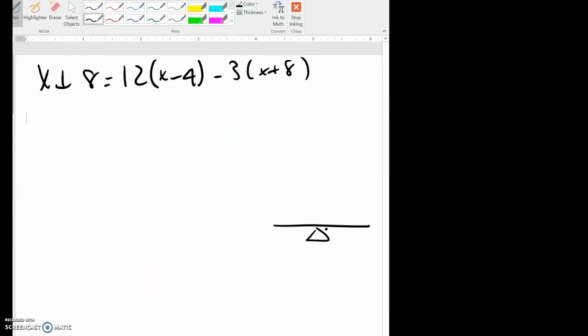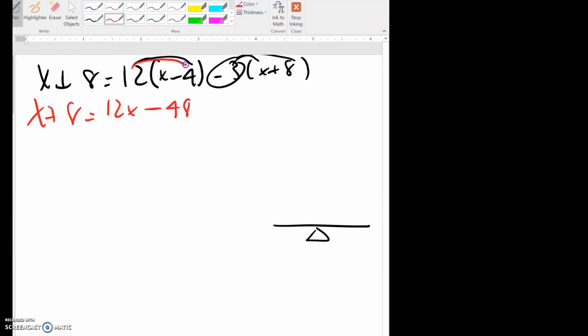But before you start doing that, you gotta simplify. So we're gonna go ahead and distribute that, including the negative. So I get x plus 8 equals 12x minus 48, because I gotta multiply that. And this is a negative 3x and a negative 24. If you need to add the opposite to view that as a negative, then do so.